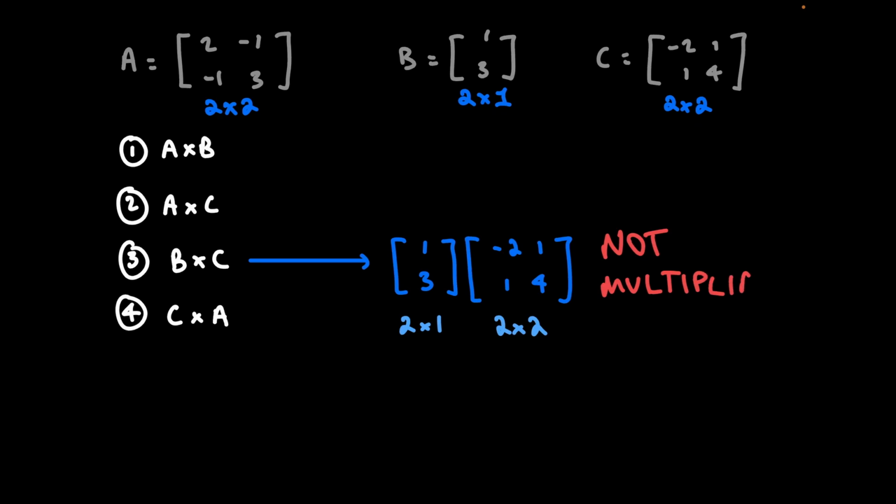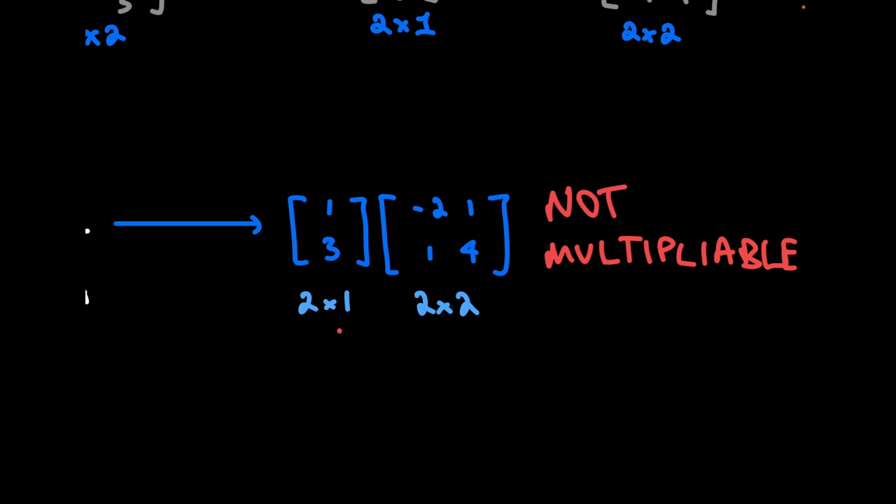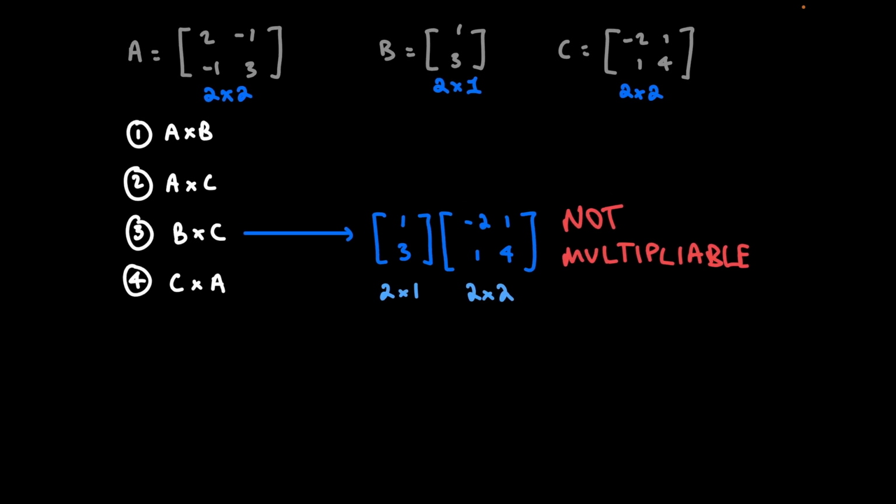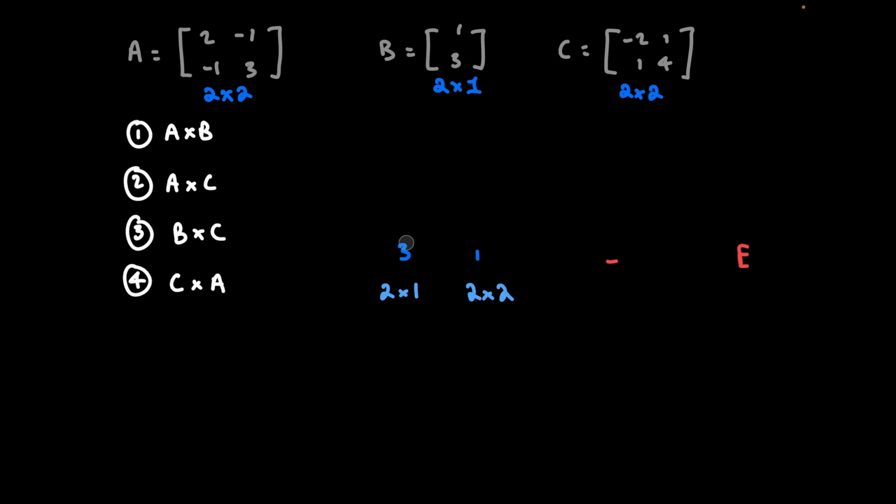The reason they are not multipliable is because if you look at the columns of the first matrix and the rows of the second matrix, they do not equal each other. They are not the same. And in order for them to be multipliable, you need to make them the same. So there's just no way we can multiply these two matrices together. So I'm just going to skip this question.